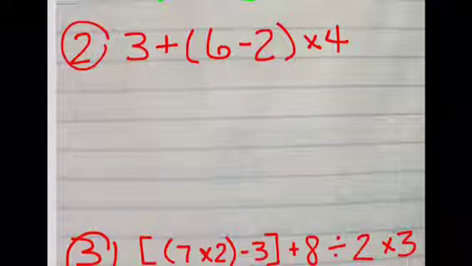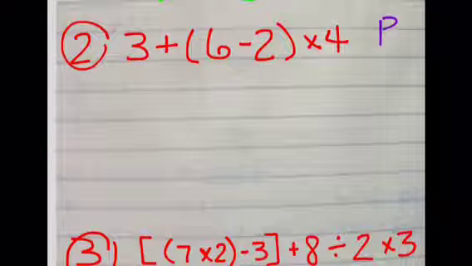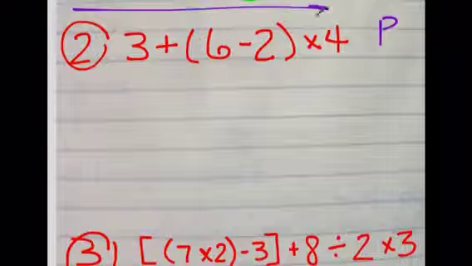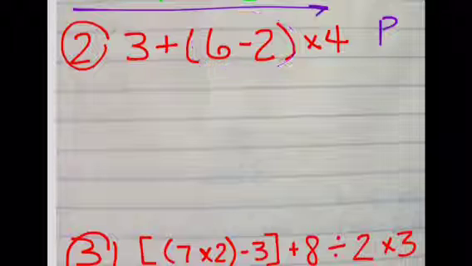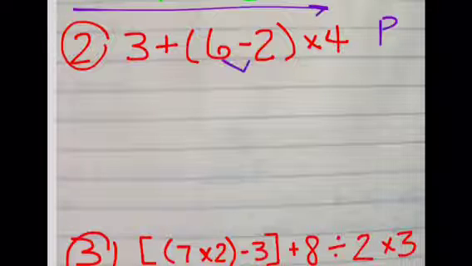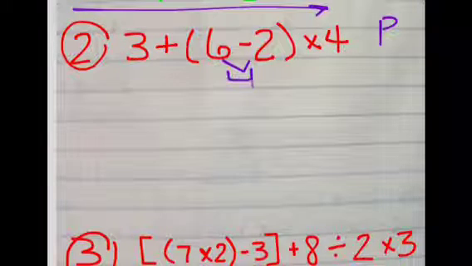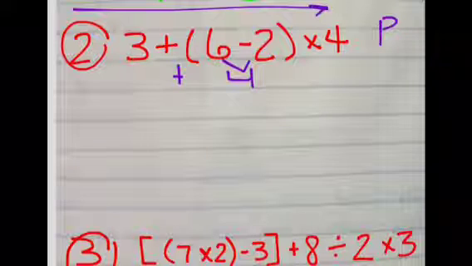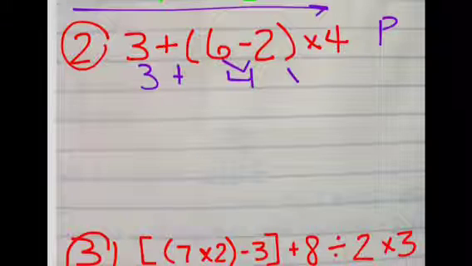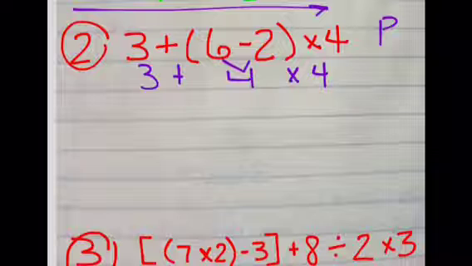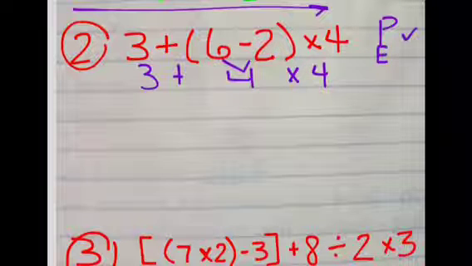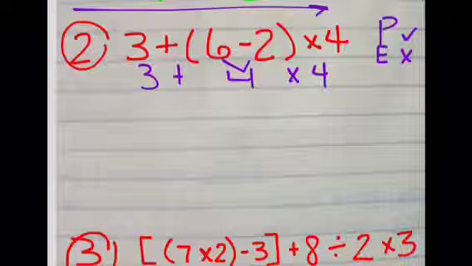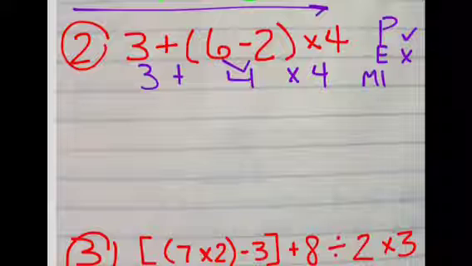All right, number 2, we start with P for parentheses. Going left to right, we hit the parentheses right here. So we do that operation first. 6 minus 2 is 4. Then we bring down all our other numbers and operations. Next we look for exponents. There are no exponents.